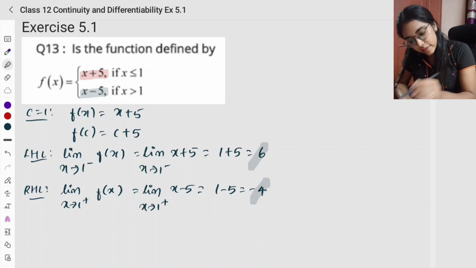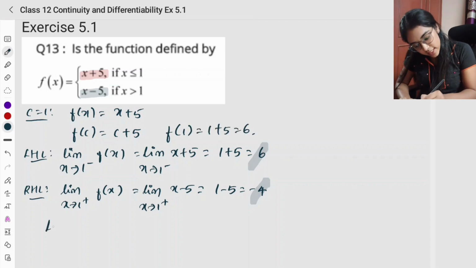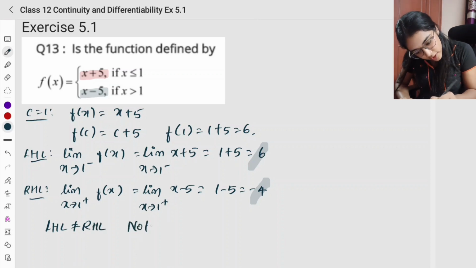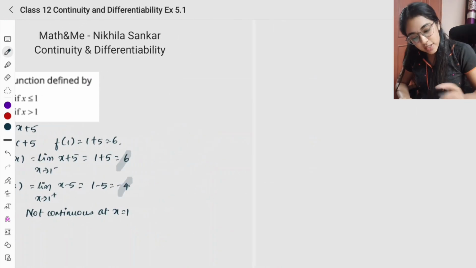And what is the value of f of c? Here we have c plus 5. But what is the value of c? So I'll have f of 1, which is 1 plus 5, which is 6. So the left hand limit is not equal to the right hand limit. So not continuous at x equal to 1. x equal to 1 is not continuous. So let me do it here.